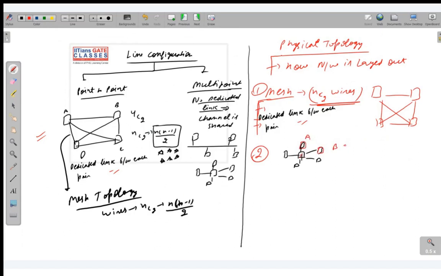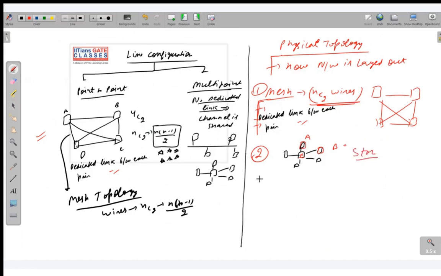And don't worry, we will study them in detail. What do you mean by hub? What do you mean by active hub, passive hub? All these we will study. What is a bridge? Then layer 2 switch, then layer 3 switch. We will study lots and lots of them, and these are in the GATE syllabus, by the way. So this is star topology.